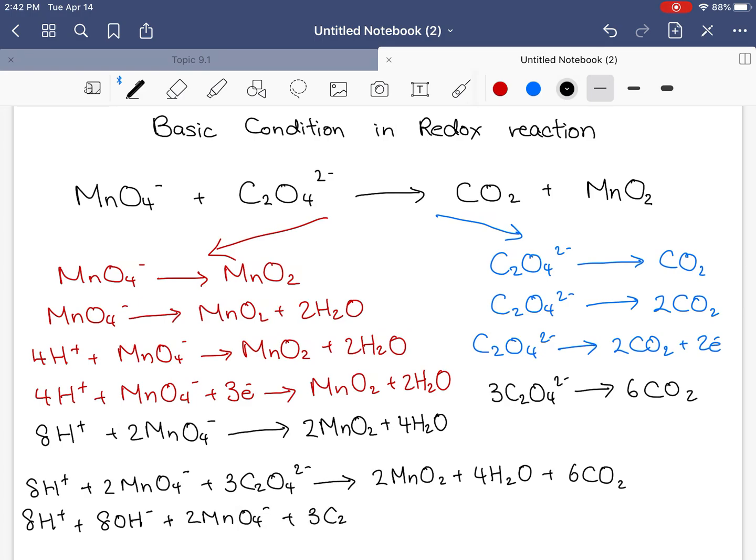Now, the thing here is this. We can't just introduce OH on the left and not introduce OH on the right. So whatever you do on the left, you have to really do the same thing on the right.